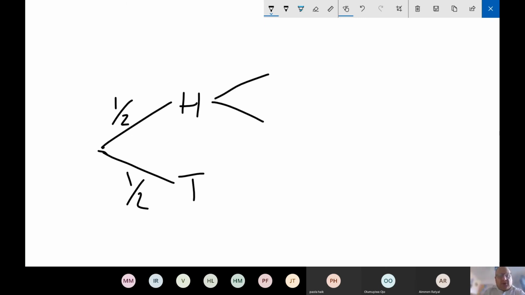We then toss the coin again. So let's say we had a head first time, and then we get another head, or we toss the coin, we got a head, and now we get a tail. Similarly, we had a tail originally. Second time we could get a head, or we could get a tail. The probability is still a half for each of these, because the coin still has 1 head and 1 tail and 2 sides in total.